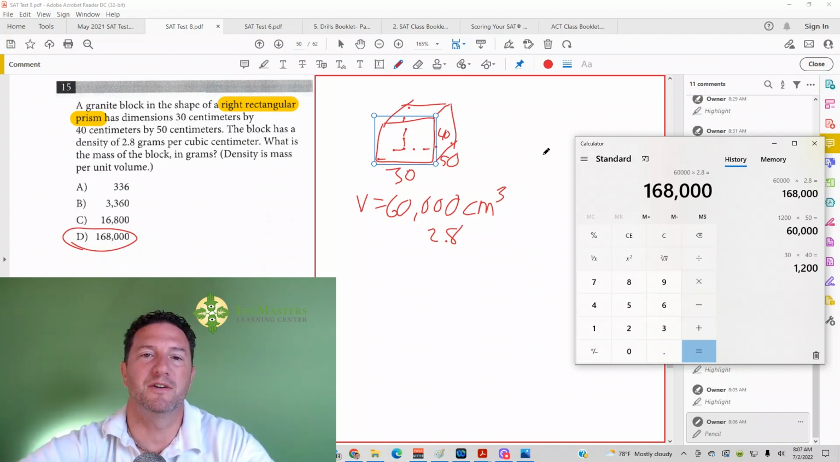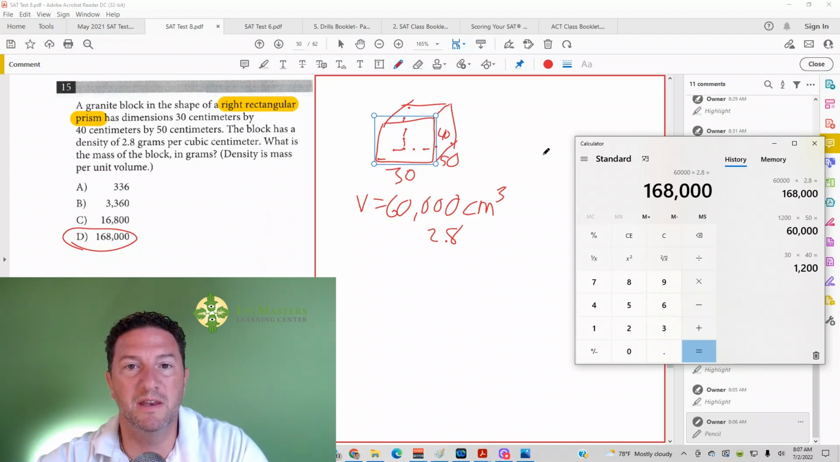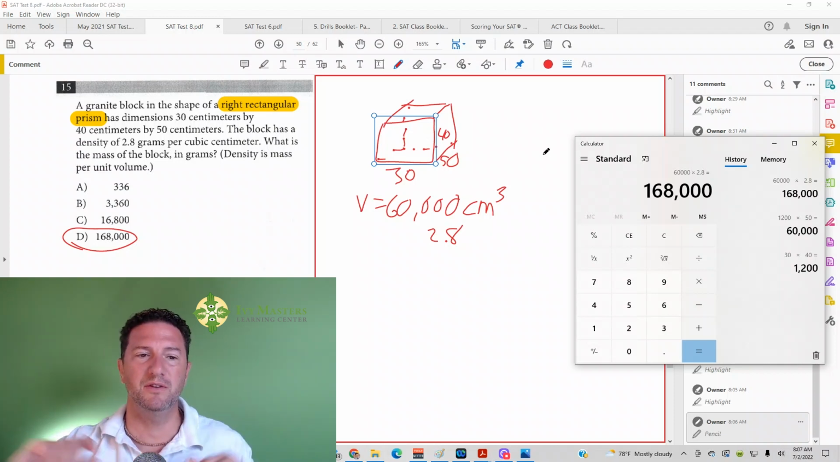Notice what we did here. We did it in pieces as we went. If you read this whole thing, then it might be overwhelming. You might say, oh, I don't know exactly how to solve this. But if you do it one piece at a time as you go, then you've got it.